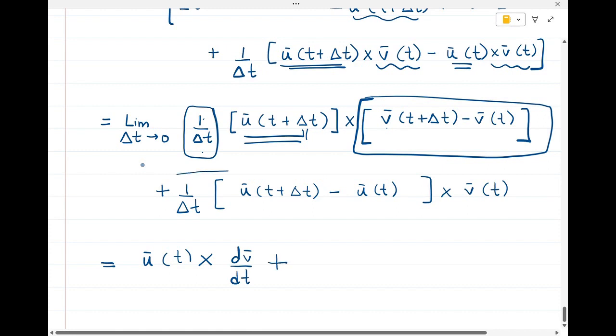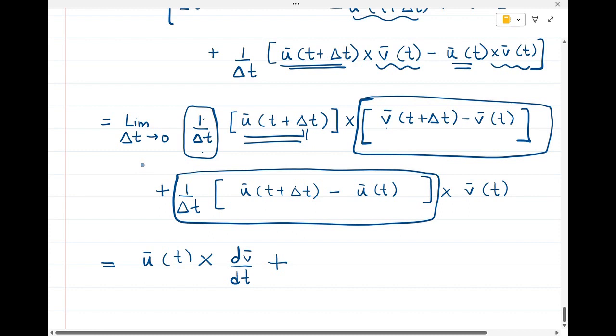Plus, what is this entire term as delta t tends to 0? As delta t tends to 0, this is nothing but du bar by dt cross, and this v bar t is as it is. So we have proved that the derivative of u bar cross v bar is nothing but what? U bar cross derivative of v bar plus derivative of u bar cross v bar, right? Remember that do not change the order of these derivatives.